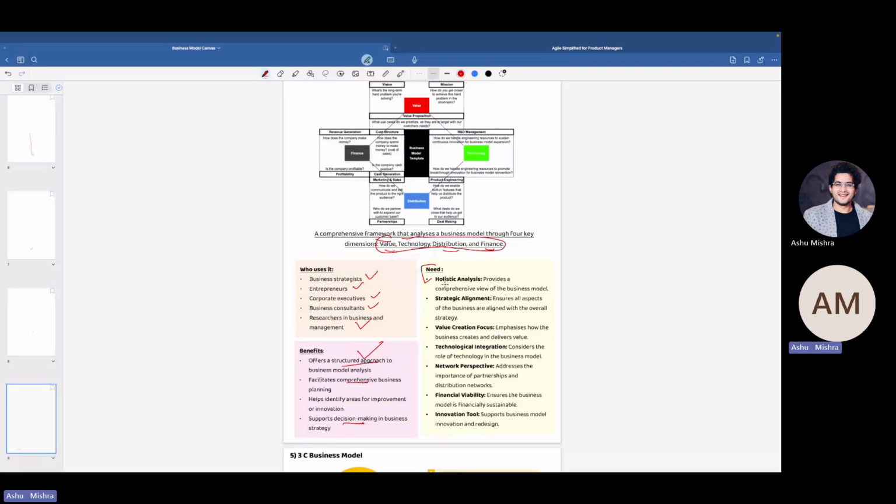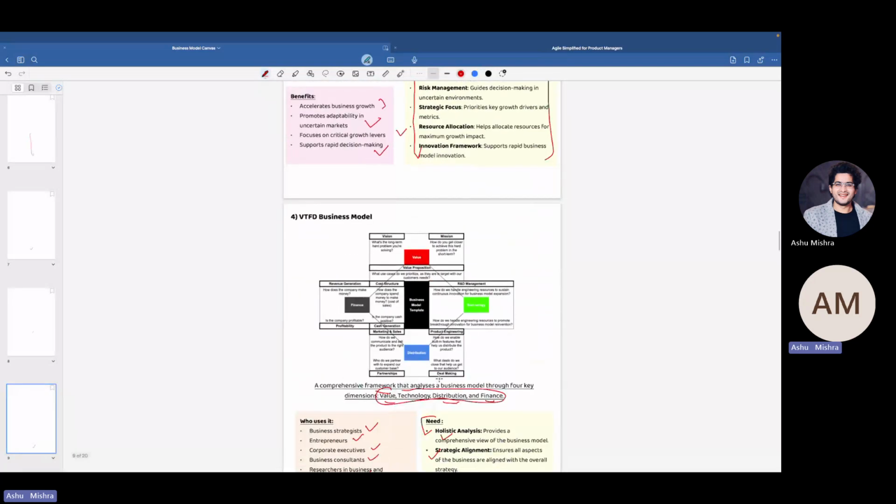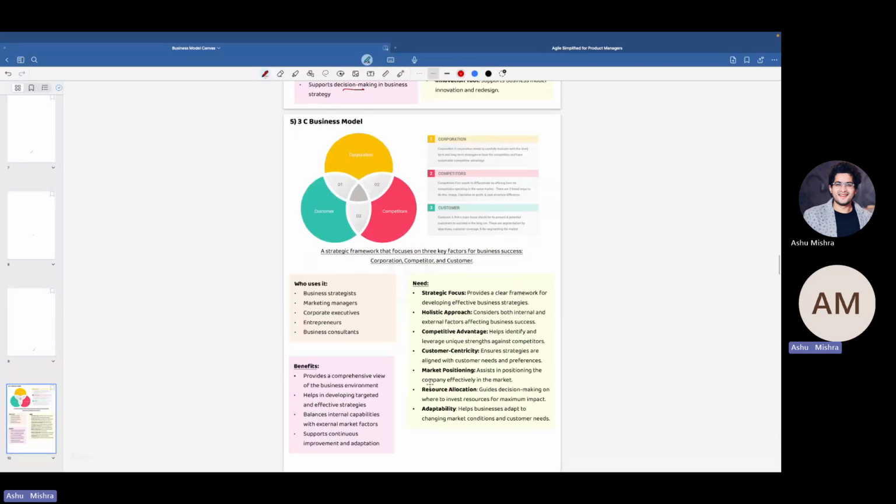And you can see the need over here, which is holistic analysis that we talked about, right? The strategic alignment, value creation focus, technological integration, network perspective, financial viability, and innovation tool, guys. So we have covered the four business models till now, guys. The fifth business model, which is very prominent in use and always used by consultants for a very long time, is the 3C business model.